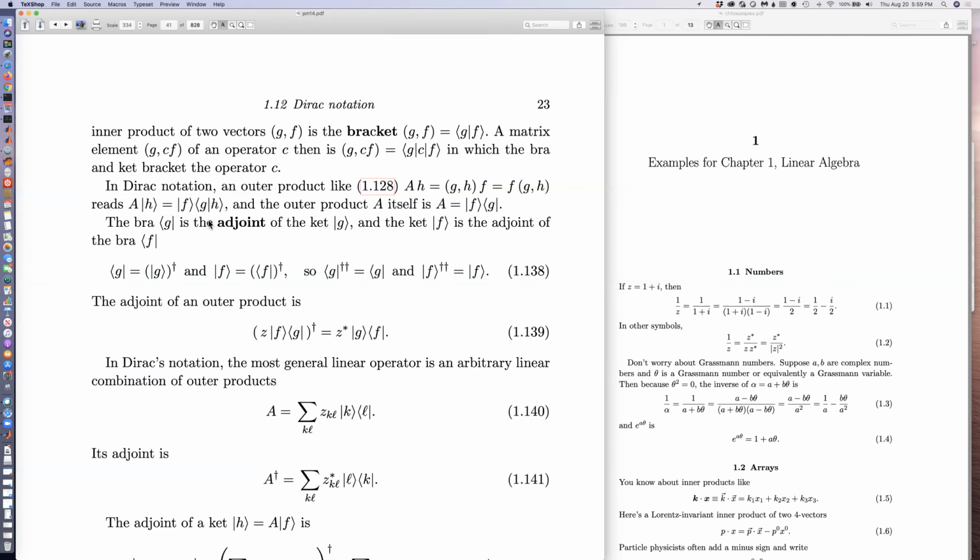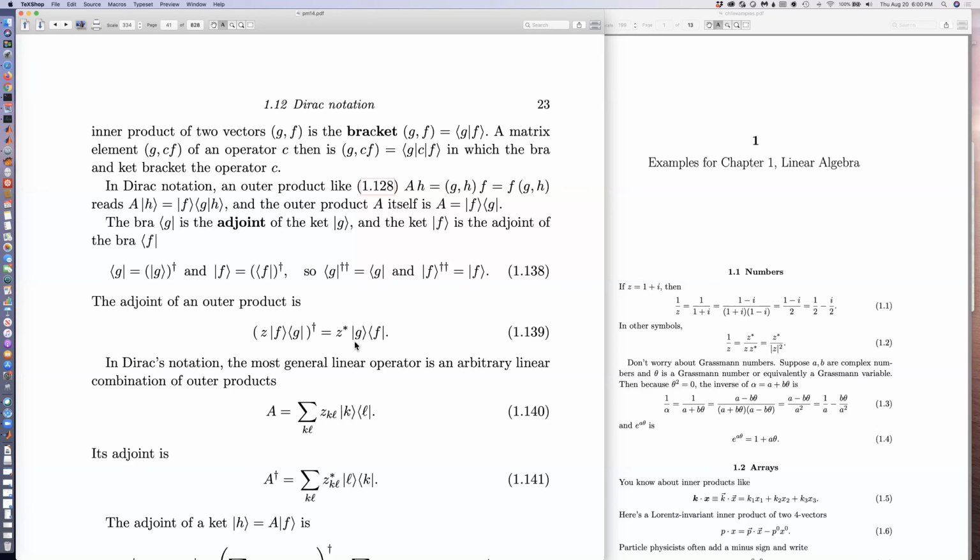The bra G is the Hermitian adjoint of the ket G, and the ket F is the Hermitian adjoint of the bra F. So we can write these relations, and the Hermitian adjoint, that process takes you right back to G, and the same thing with F. And the adjoint of an outer product is, well, the bra G becomes a ket G, the ket F becomes a bra F, and Z becomes Z star.